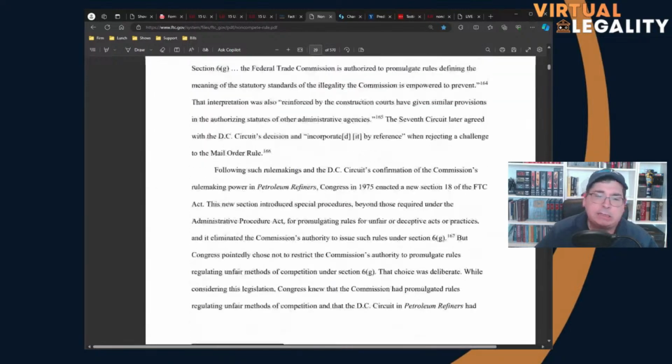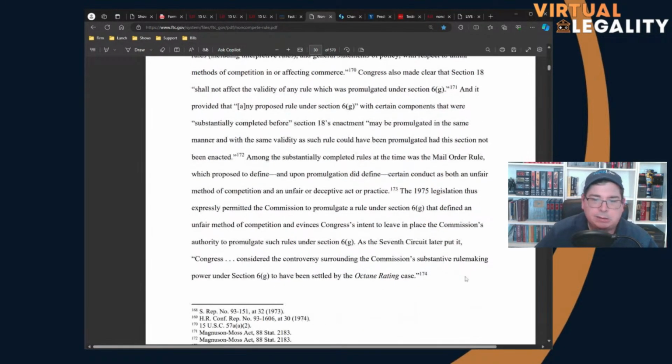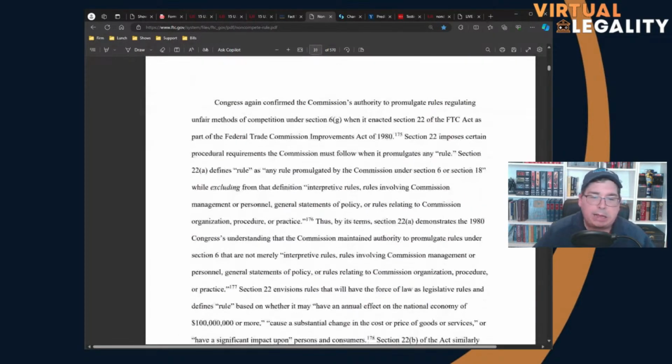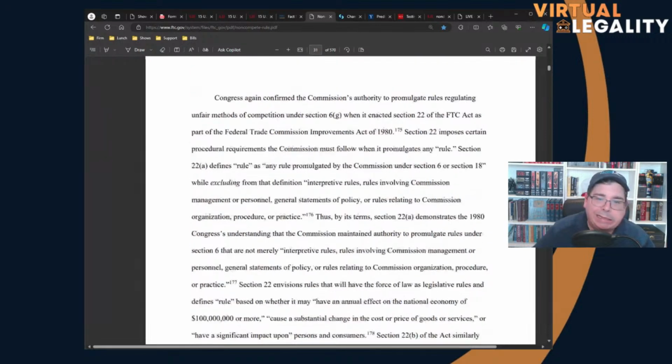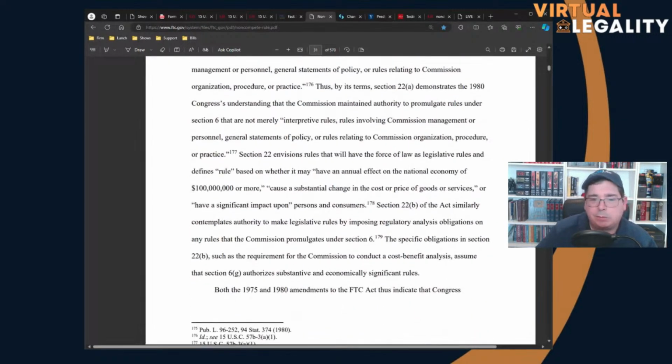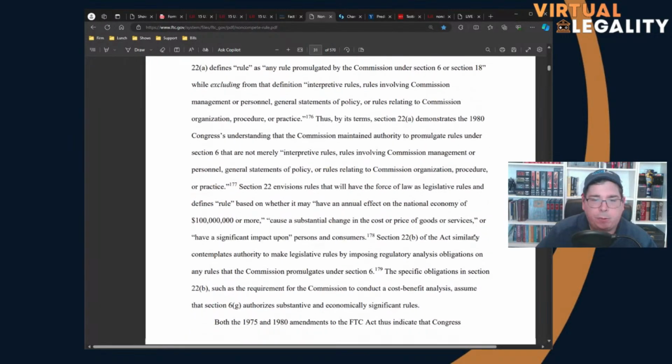So the FTC says all these provisions together give it this authority. As the Seventh Circuit later put it, Congress considered the controversy surrounding the Commission's substantive rulemaking power under Section 6G to have been settled by the Octane rating case. And so they think that they have the authority to make these substantive decisions. But I think reasonable minds can argue certainly that they have not made substantive rulemaking like this. It was really more focused on that false advertising concept before.